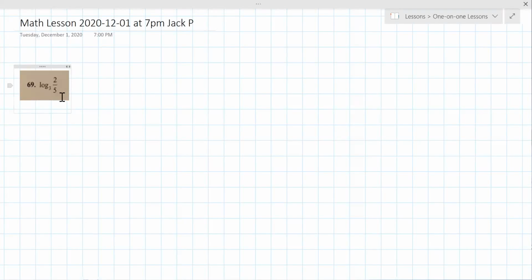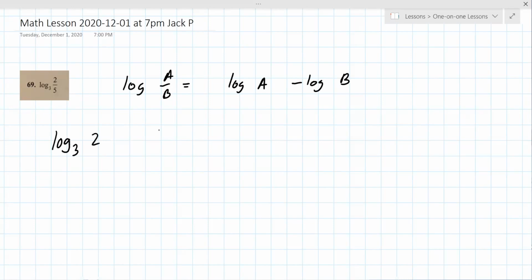This one just says to expand, rewrite as much as possible. It really should say expand, and this is using the property log A over B equals log A minus log B. So in this case, it's log base 3 of 2 minus log base 3 of 5. That's all there is to do for that one.